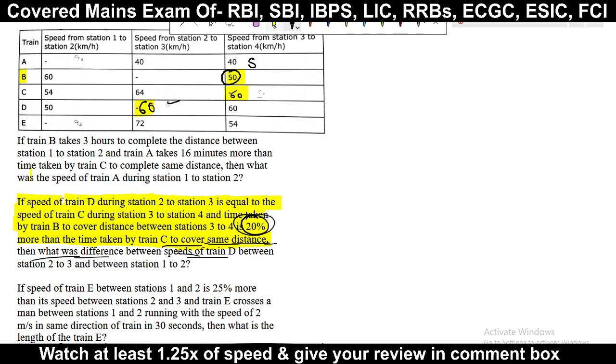Now see what was asked in the question. What is the difference between the speed of train D in 2 to 3, meaning this same 2 to 3, and 5 in 1 to 2? Actually, I solved this same question in the Hindi video also. So what is the difference? Just simply calculate that, 10. 10 will be the answer of this question. Got it? Now see the next question.